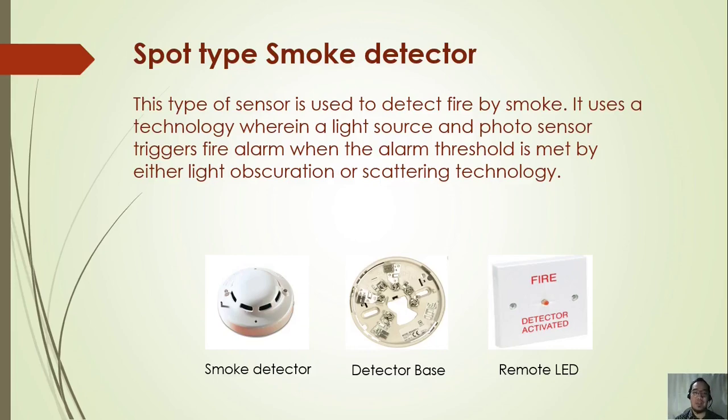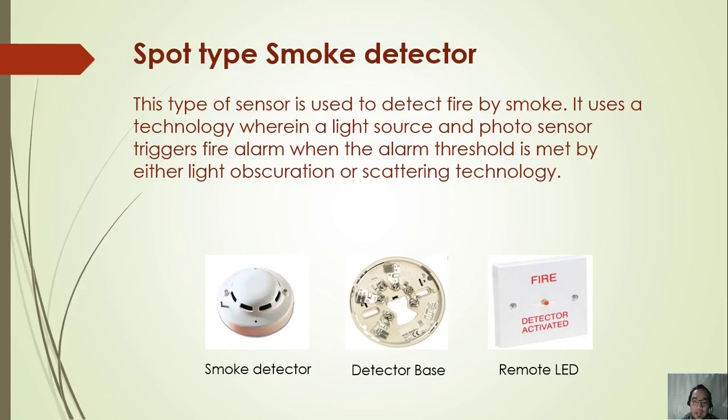So this type of sensor, smoke detector, is used to detect a fire by smoke. That's why it's smoke detector. It uses a technology wherein a light source and a photosensor trigger a fire alarm when the alarm threshold is met by either light obscuration or scattering technology. We will discuss this more in the next slides, guys. These two technologies which the smoke detector is using.